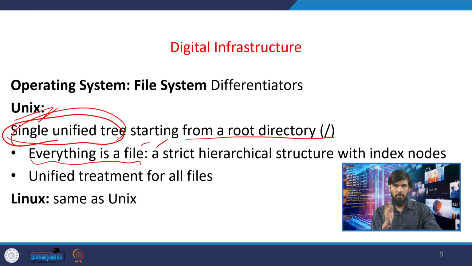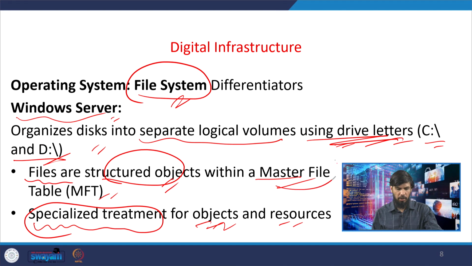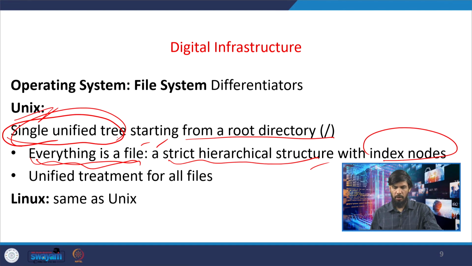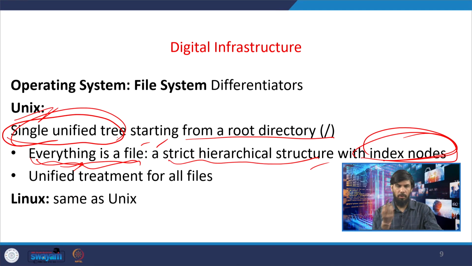So in terms of interacting with a file, there is no difference, just like what we just discussed for the Windows Server case. So everything is a file, and a strict hierarchical structure with index nodes, or inodes, is used. In the case of Windows Server, it was the master file table, MFT. In the case of Unix, it is inodes, and the approach is more unified, more generic towards all kinds of files. In Windows Server, the approach is more specialized depending on whether it is a device driver file or some normal regular user file. So Unix has unified treatment for all files.